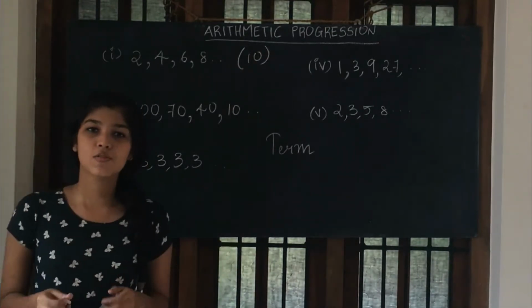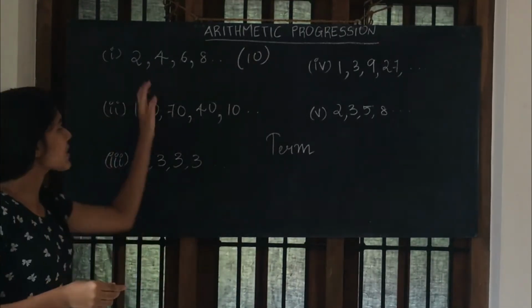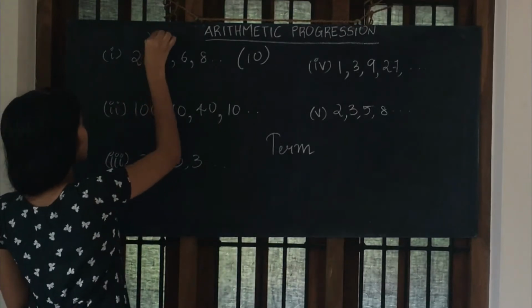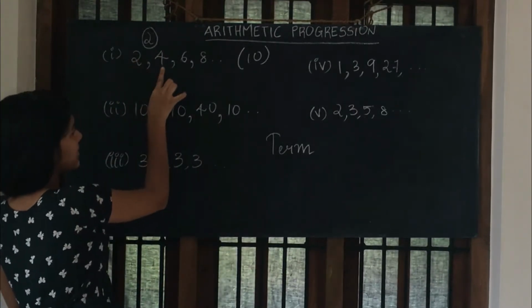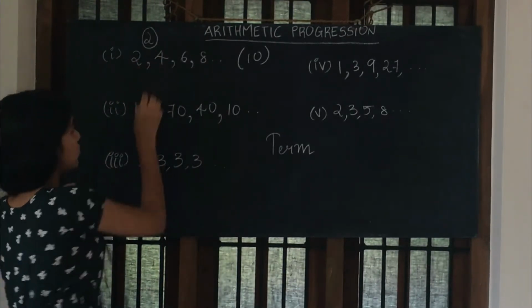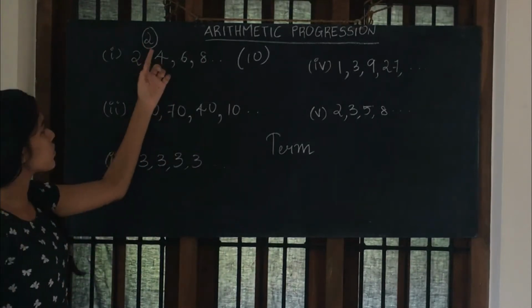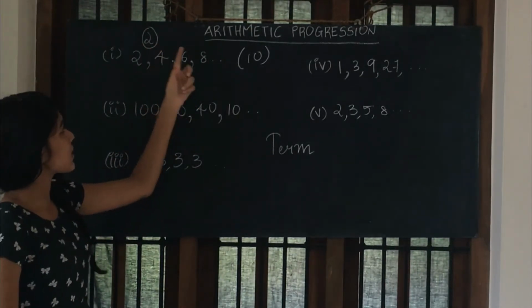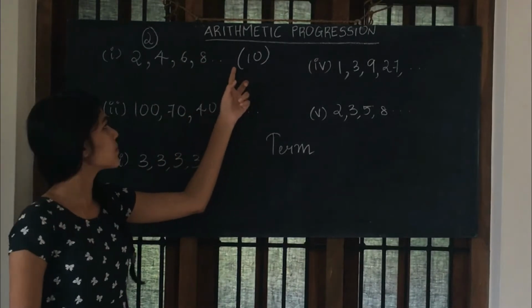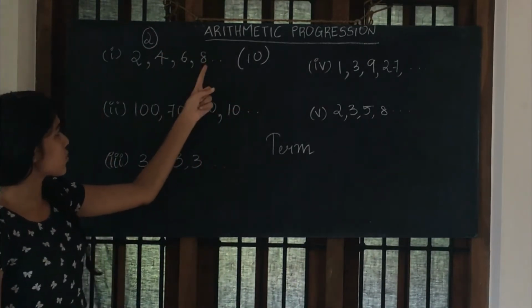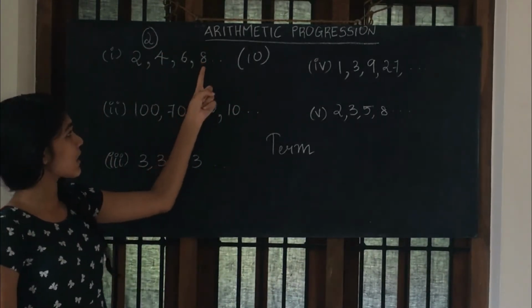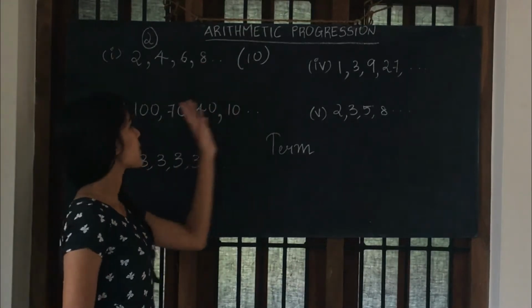How did we manage to predict it very easily? We just added 2 to each term to obtain the next term. That is, 2 plus 2 gives 4, 4 plus 2 gives 6, 6 plus 2 gives 8. And for the fifth term, we added 2 to the fourth term, that is to 8, to get 10 as the next term.